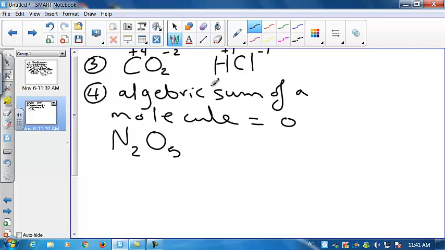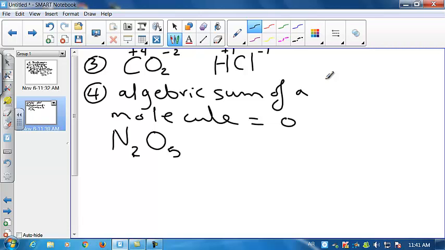N2O5. Dinitrogen. Nitrogen and oxygen are nonmetals. This is a covalent compound. So when we name it, we say the first subscript and then the atom, second subscript and then the root of the atom plus -ide. So this will be dinitrogen pentoxide.